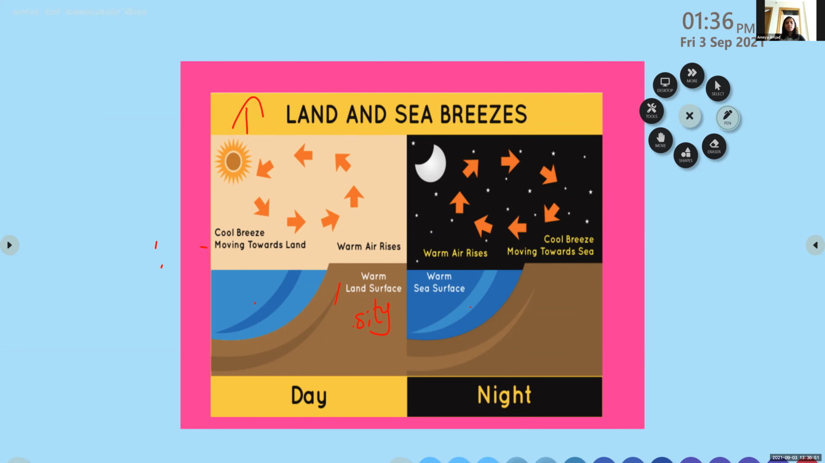Once again, Smriti, repeat. Ma'am, during day, the air on the land heats up faster than the air on the sea. This warm air rises up, and the cool breeze on the sea moves towards the land. This is called sea breeze.